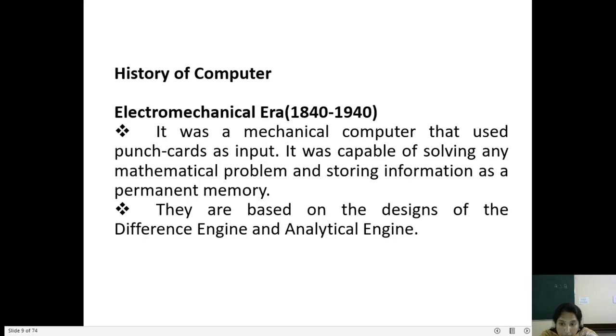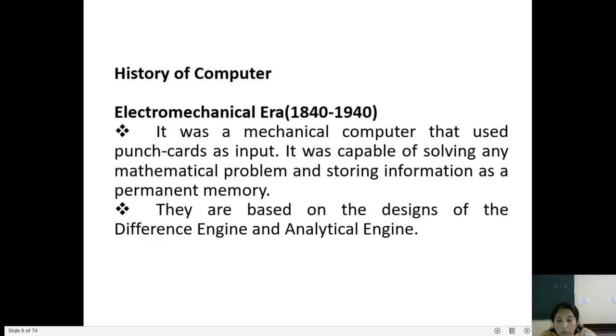When you come to the electromechanical era, it started from 1840 to 1940. In the previous era itself, I told you the differential engine had already been introduced. It was updated in this era, where the punched code concept was introduced, which is used for input as well as to show the data. The display device was introduced, and they also introduced a simple concept for storing.